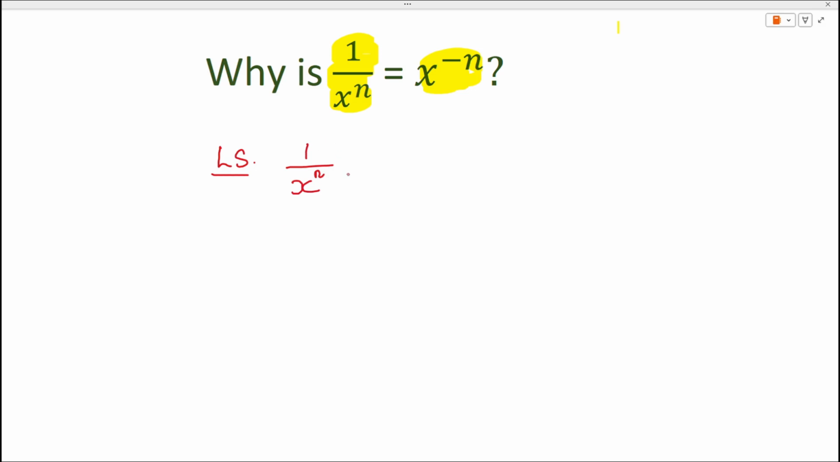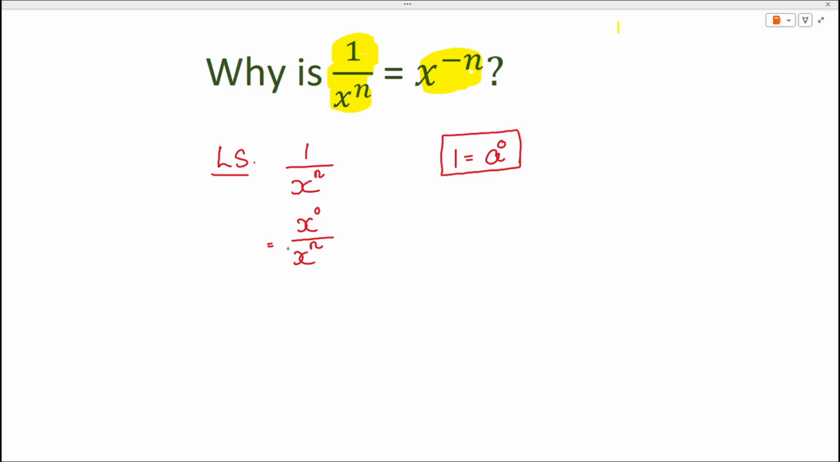Now here, to prove this, what we are trying to do is make the base of the numerator also the same. So we know that 1 is any number raised to the power 0. If you don't know the proof of this, please go to the video and watch it. Now, because 1 can be anything raised to the power 0, I can write 1 as x raised to the power 0, and that now being divided by x raised to the power of n.